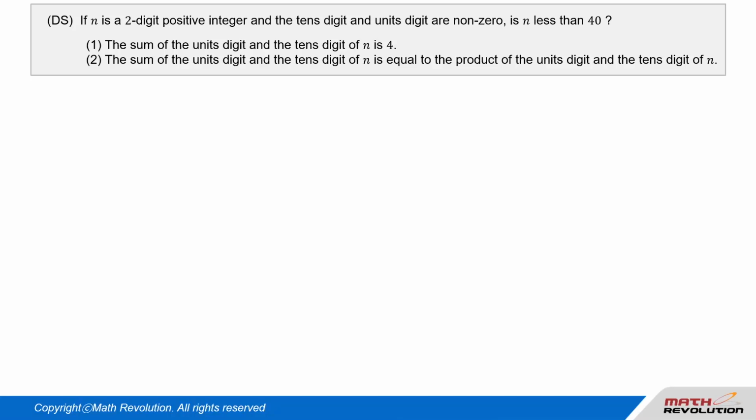Question 3. DS. If n is a two-digit positive integer and the tens digit and units digit are non-zero, is n less than 40? Condition 1. The sum of the units digit and the tens digit of n is 4. Condition 2. The sum of the units digit and the tens digit of n is equal to the product of the units digit and the tens digit of n.